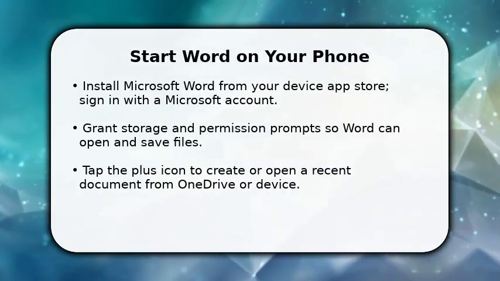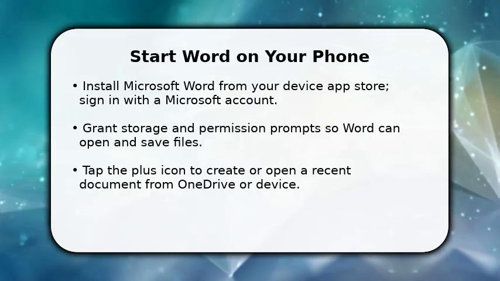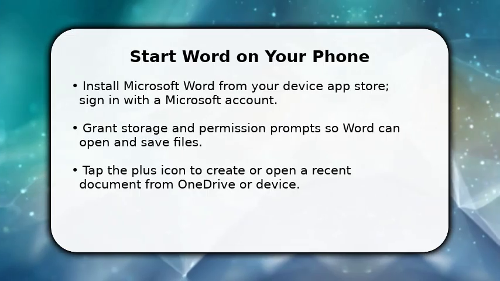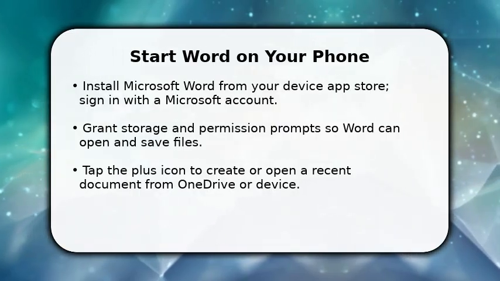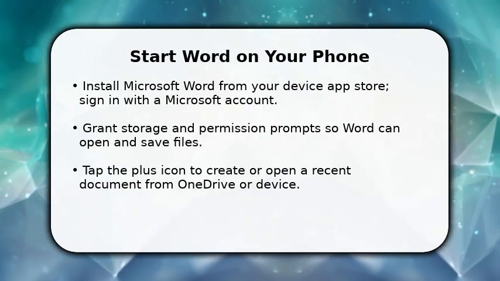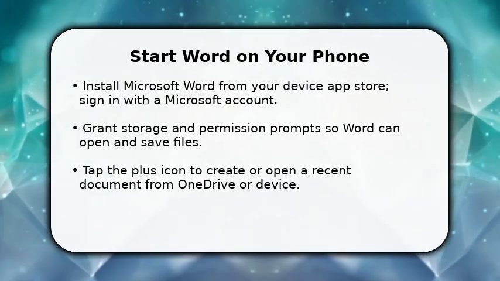Now tap the plus or open to create a new document or pull a recent file from OneDrive or your phone. Make sure to choose where to save. Cloud saves sync across devices, while local saves stay on your phone. This first step gets you into the editor and ready to type immediately.